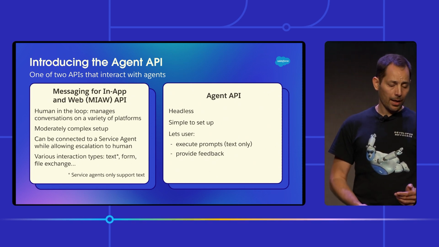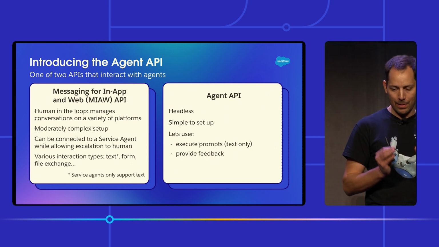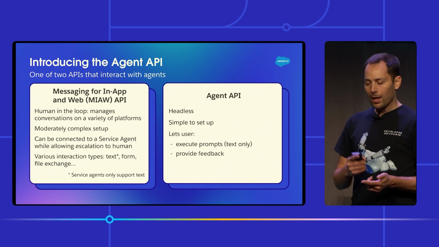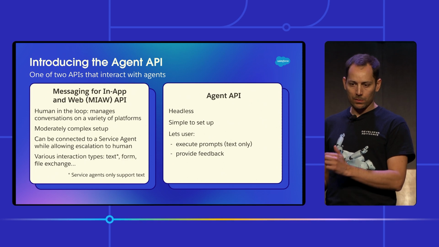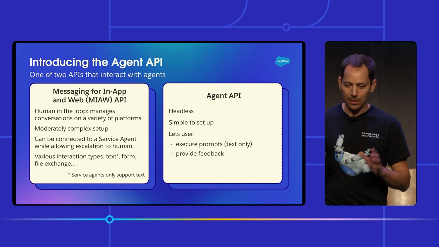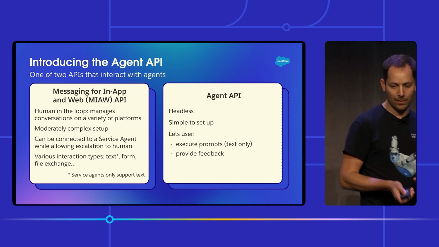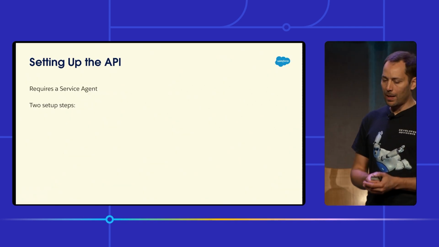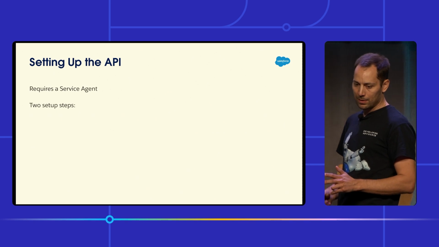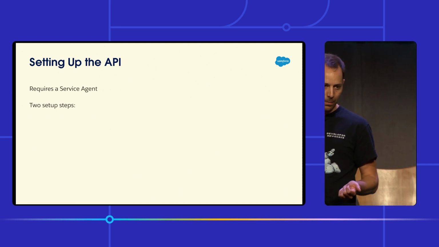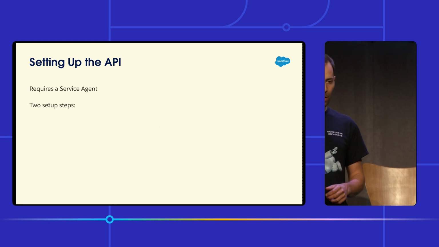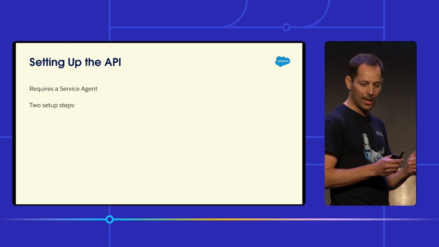And finally, the purpose of the API is very limited and very straight to the point. It's executing text prompts and also providing feedback on the responses that you're getting back from the agent. So it's a very small API, but it's also very focused, and that's what I like about it. So let's see how you set up this API. Very simple. I mentioned it's a two-step process. The only requirement for using the Agent API is that you have to configure a service agent. It's not available on the in-house or internal agents.